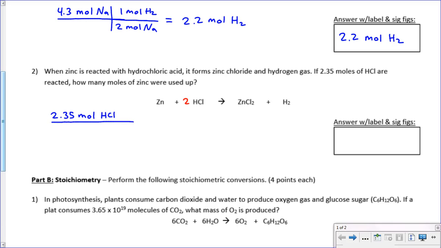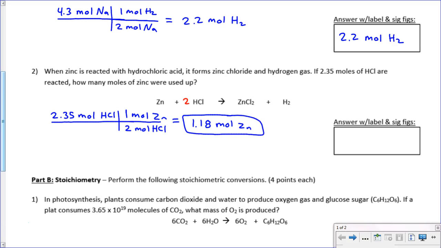And we want to cancel out moles of HCl and get to moles of zinc. We use the mole ratio for that. We know that there are 2 moles of HCl for every 1 mole of zinc. This is by looking at the coefficients from that balanced equation. Calculate that, and you should get 1.18 moles of zinc, 3 sig figs in our answer. And actually copy this over again, 1.18 moles of zinc.